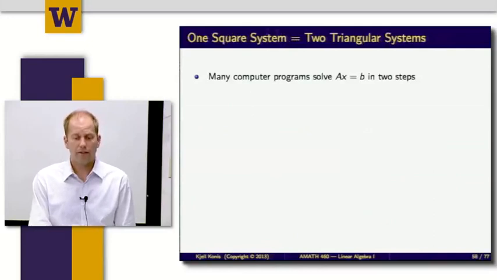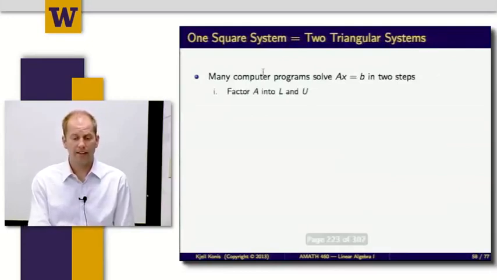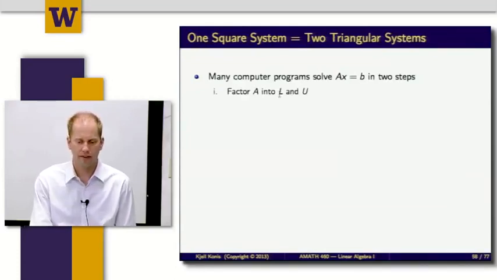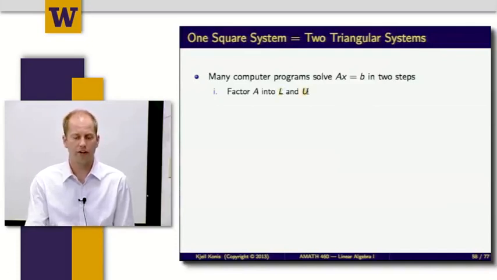And so if you ask a computer program to solve Ax equals b, it's probably going to do it in 2 steps. And the steps end up being, first, you factor A into L and U. So you can do this just with the matrix A. So I don't need to do the augmented matrix like I did in my example. And I end up with L and U. So my lower triangular factor and my upper triangular factor.